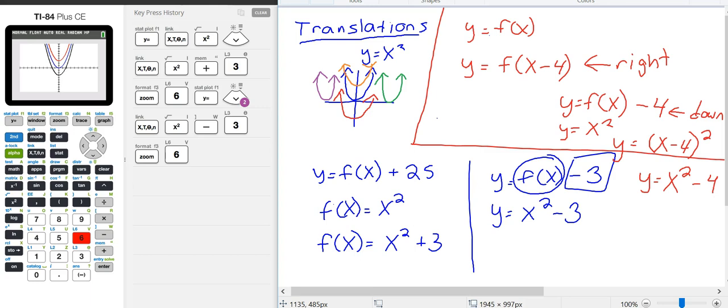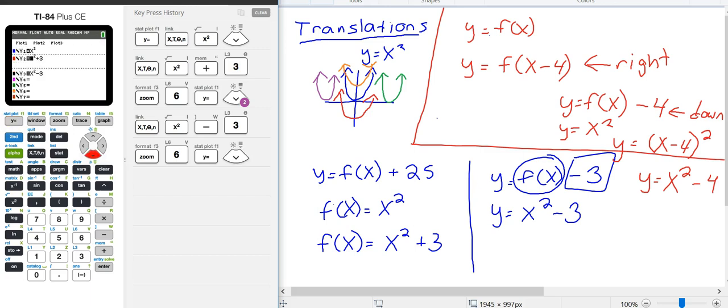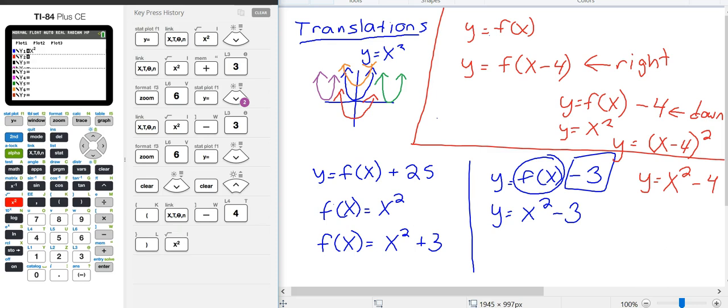So let's graph this. Our original function is still going to be in blue, but when we're moving it to the right, we're going to graph it in red. So we have (x minus 4) squared, and zoom. It's the original, and that's moved 4 units to the right.